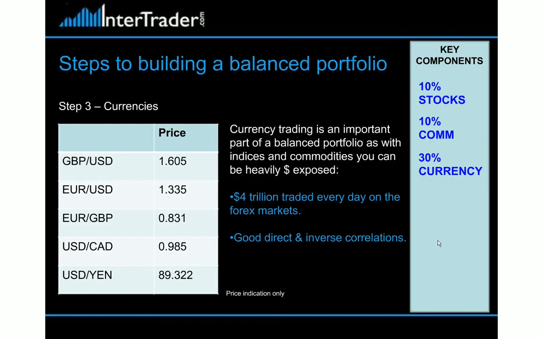So 30% is generally good to have in currency. For me, currency is the most fluid market in the world, with 4 trillion traded every single day. So again, if you're heavily invested or you like your commodities and that builds up a bigger part of your portfolio, don't be too dollar biased because the dollar prices most of the commodities we trade.